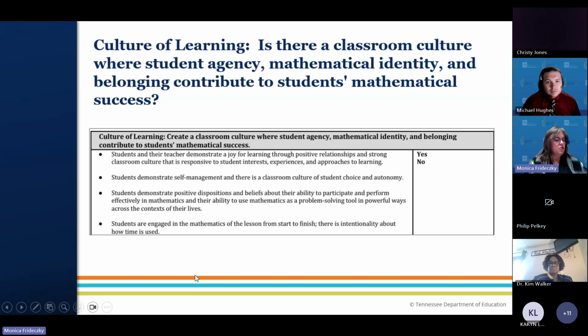So let's look at the culture of learning. The essential question, the big question for culture of learning, is: is there a classroom culture where student agency, mathematical identity, and belonging contribute to students' mathematical success?